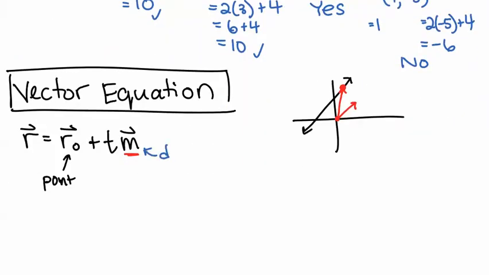So that's our direction vector. And we can figure out our direction vector using the slope.